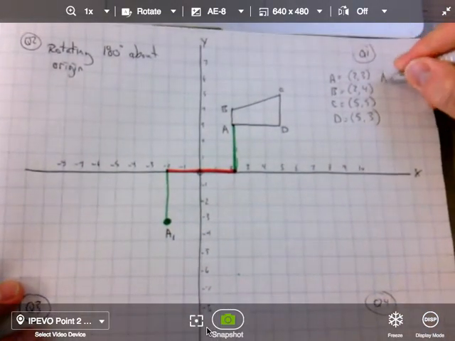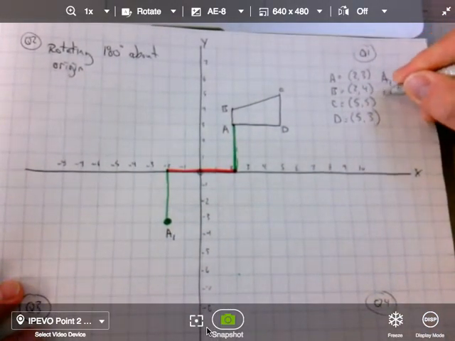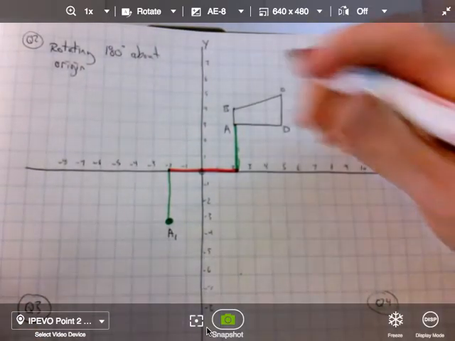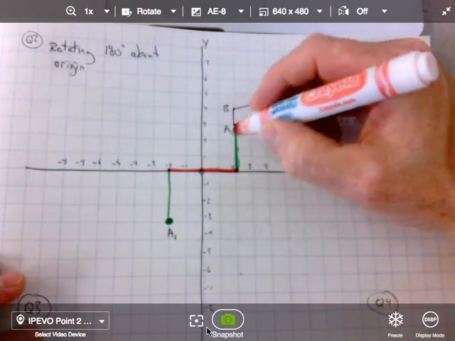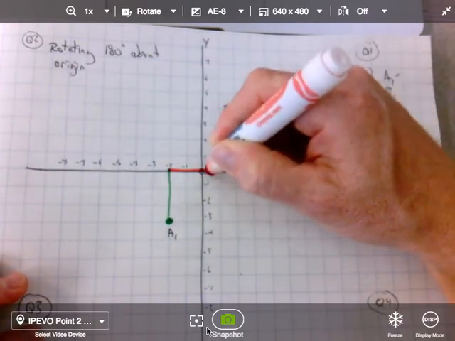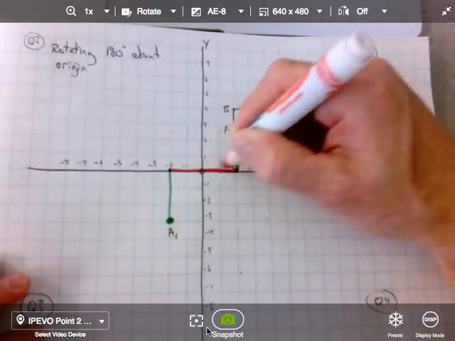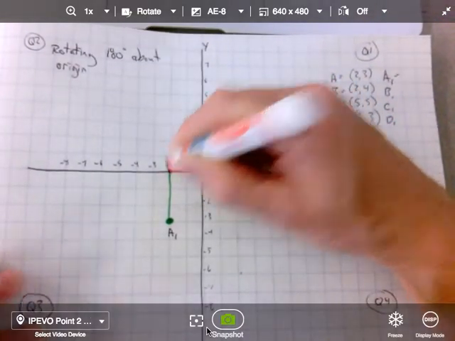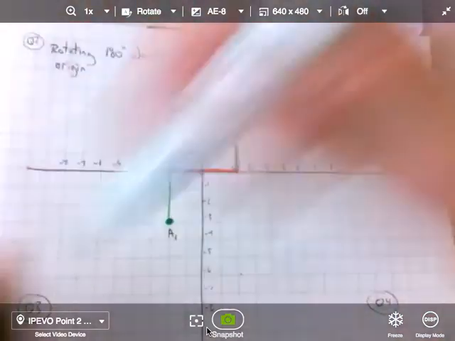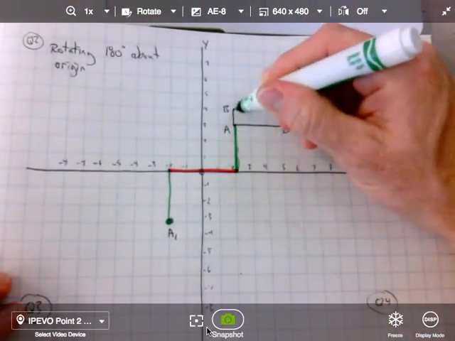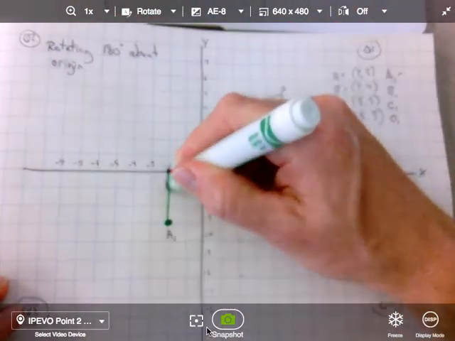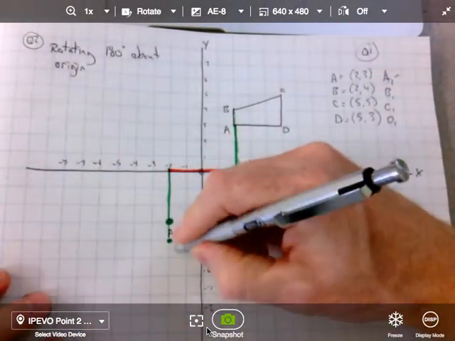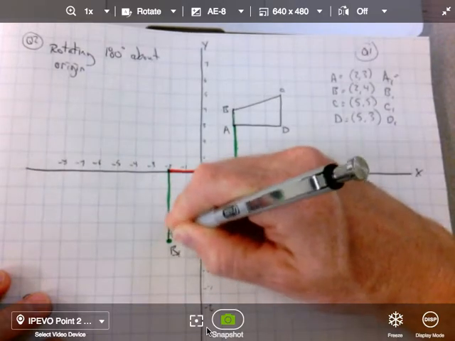So I can plug in A1, B1, C1, D1. B, we're going to do the same thing. It goes the same amount of distance this way. 2 along the x-axis, so it's going to go backwards 2. And then instead of going 4 up, it's going to go 4 down. So then my B is right here. So this becomes B1.